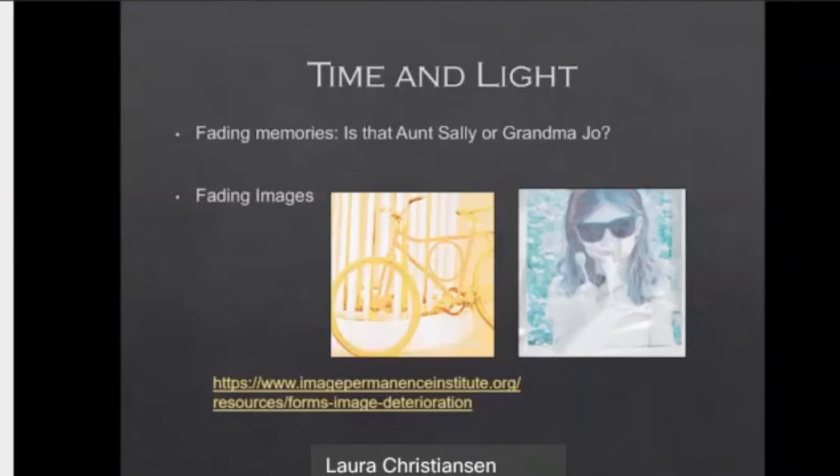So the thing that you want to do if you have fading images is to look at the media. And one place that you can go to that we're not going to go look at, but I highly recommend, is the imagepermanenceinstitute.org. And what they have is a giant catalog of image deterioration. So it can tell you what type of image you have based on you comparing it with their images. And also the things that might be going wrong with it and what you can do to slow that down. It's a really fantastic resource.